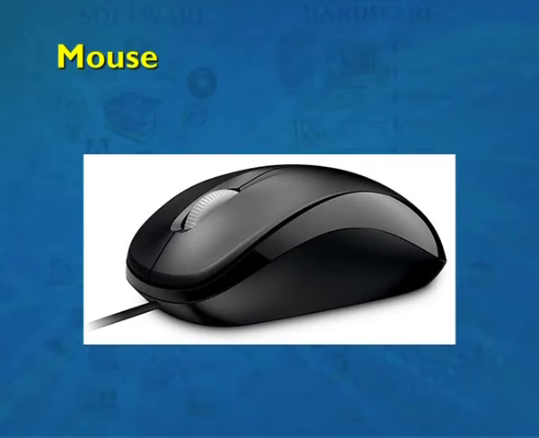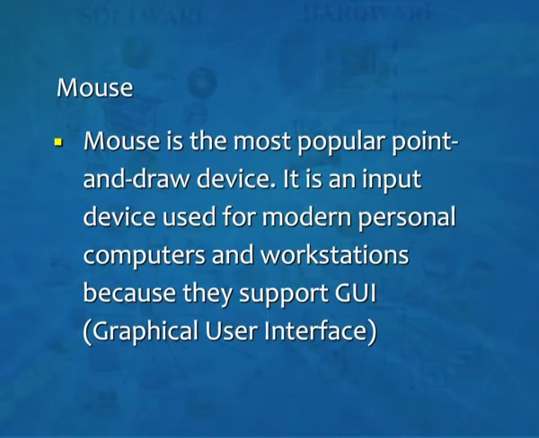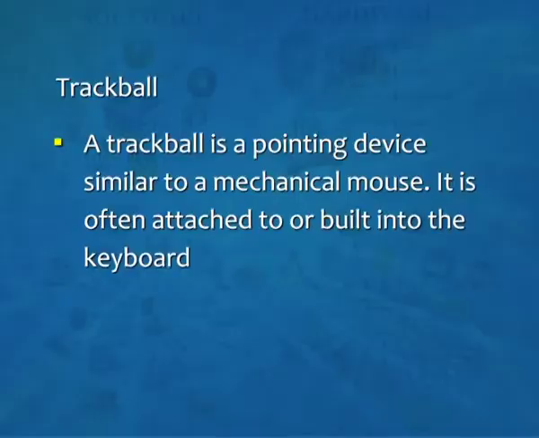Next is mouse. Mouse is the most popular point and draw device. It is an input device used for modern personal computers and workstations because they support GUI, that is, graphical user interface. There are some input devices which you may not have used, but are equally important as they have specific uses. Let us learn about them one by one.